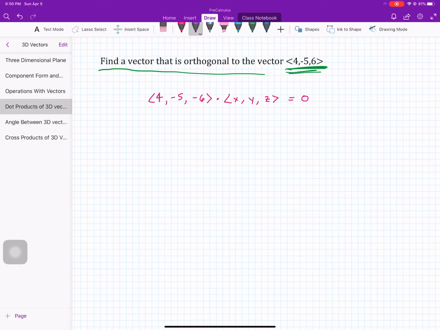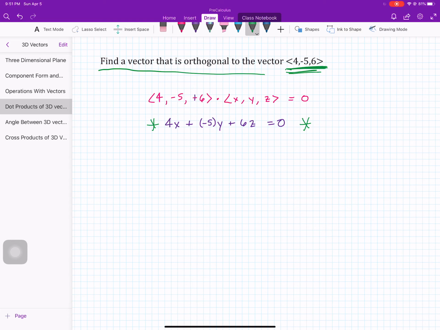So you can kind of create like an equation for yourself. You have 4 times x plus -5 times y plus, oh, this was a +6, 6 times z has to equal 0. So any three numbers that you pick have to make this statement true. So you can see how you have an infinite number of answers.